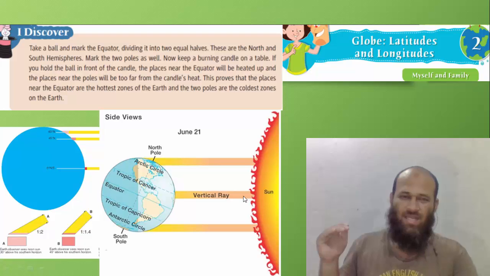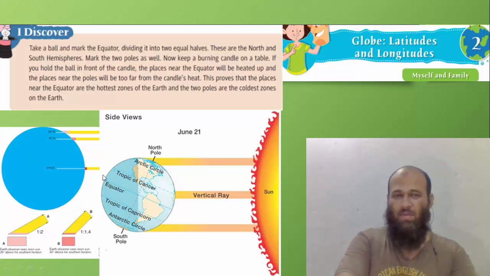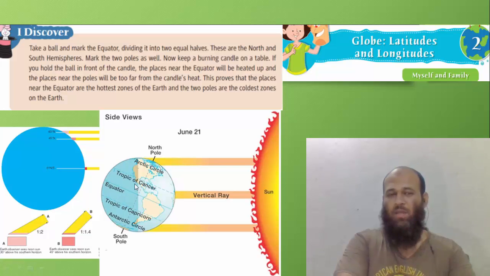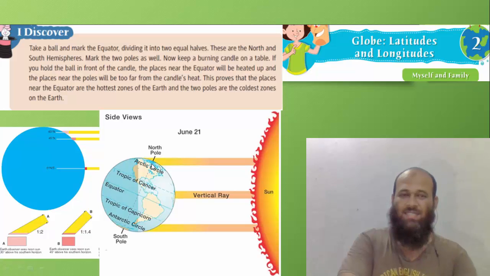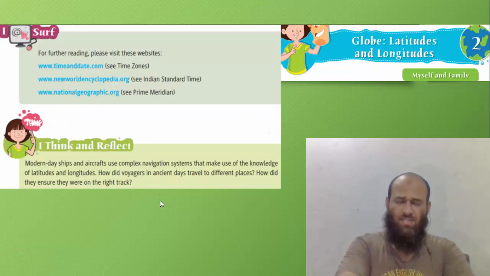So the vertical rays that fall directly on the equator heat it up, making the equator the hottest place, and then slanting lights at the northern and southern poles make them less prone to heat and light. Do this activity, please.